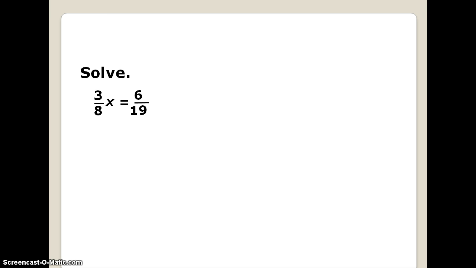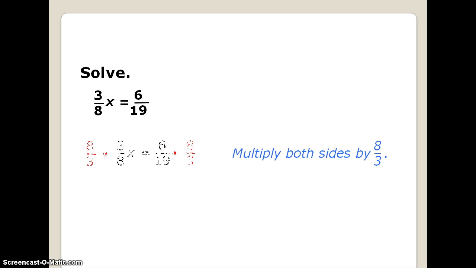Let's try one more of those. 3/8 times x equals 6/19. Dividing by 3/8 is the same as multiplying by 8/3. So 8/3 times 3/8 equals 1x. Then we can simplify from the 6 and the 3, taking away a 3 with division. 2/19 times 8/1 is 16/19. That is simplified. Again, if you're going to check your answer, multiply that by 3/8.